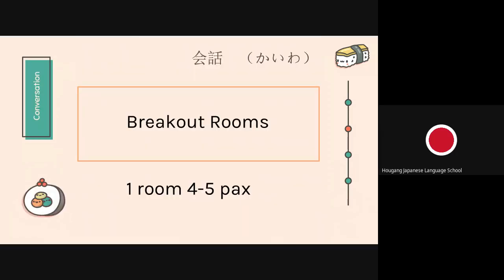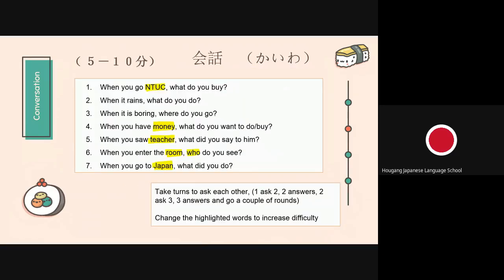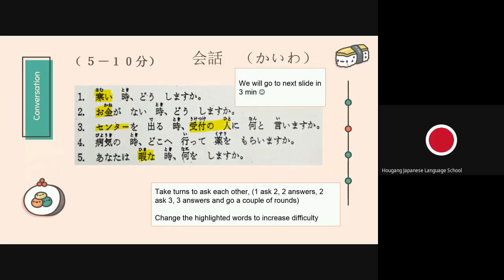Finally, the breakout rooms will be time for you to ask each other questions. Before you join the room, let me see. This is what you're going to ask each other. We'll take 5-10 minutes here and 5-10 minutes there. Samui toki do shimasu ka? When you are cold, what will you do? Then your friend will answer you. At the same time, practice listening to your friend's answer. First, think of how to answer the question as well.